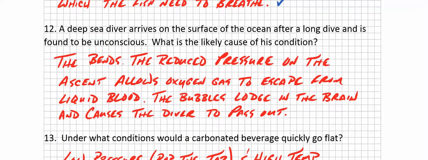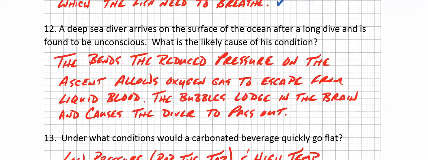Let's look at number 12. It says a deep sea diver arrives on the surface of the ocean after a long dive and is found to be unconscious. What is the likely cause of his condition? The bends is the condition that we're talking about here. The reduced pressure on the ascent, remember as he comes up through the water, he's encountering less and less pressure, allows oxygen gas to escape from liquid blood.